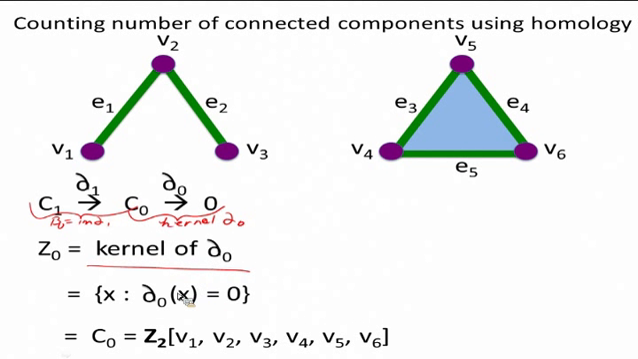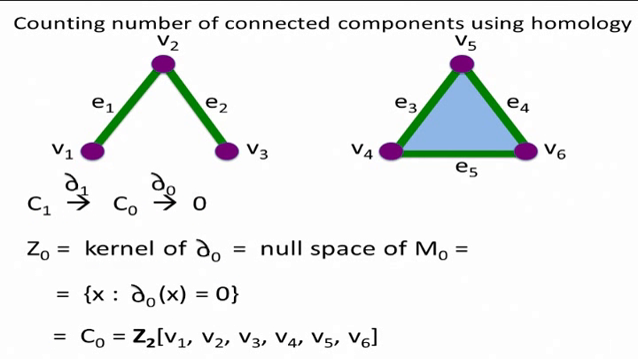And so the kernel is the thing that sends everything to 0. Well, because in this case the boundary of a vertex is 0, everything gets sent to 0, so thus we know all our generators will be in the kernel. But I want to represent this in terms of a matrix. We already represented this one in a matrix. Now let's represent this one in a matrix.